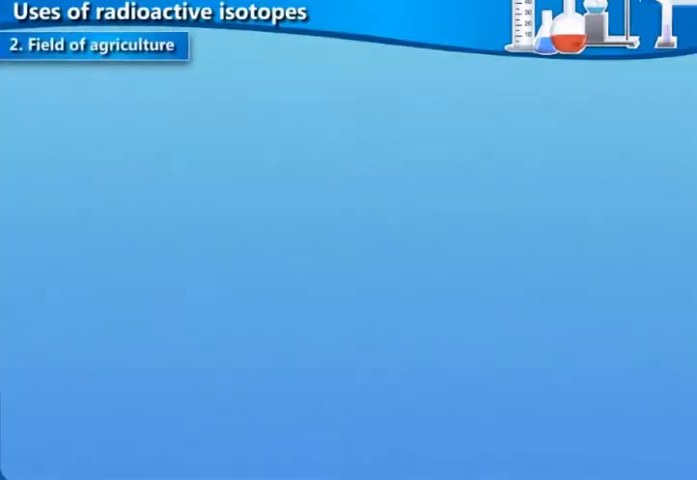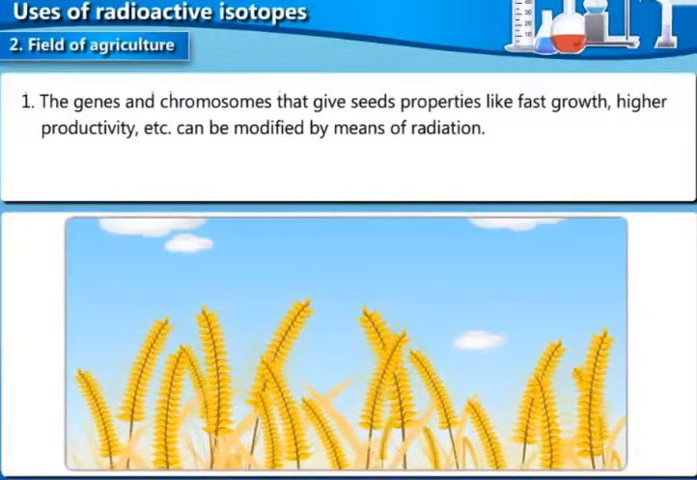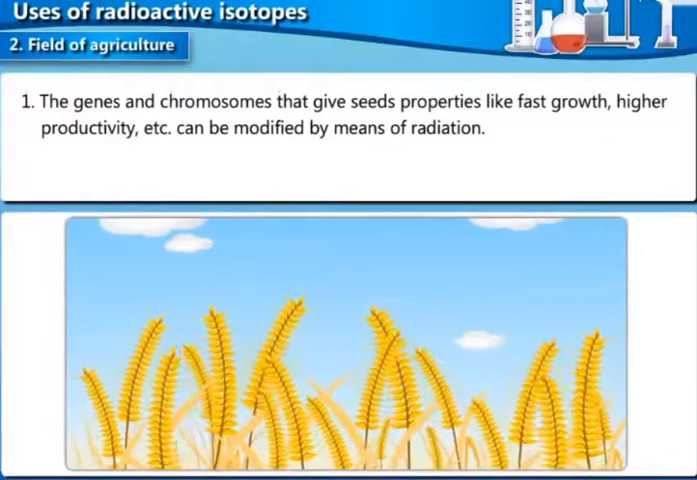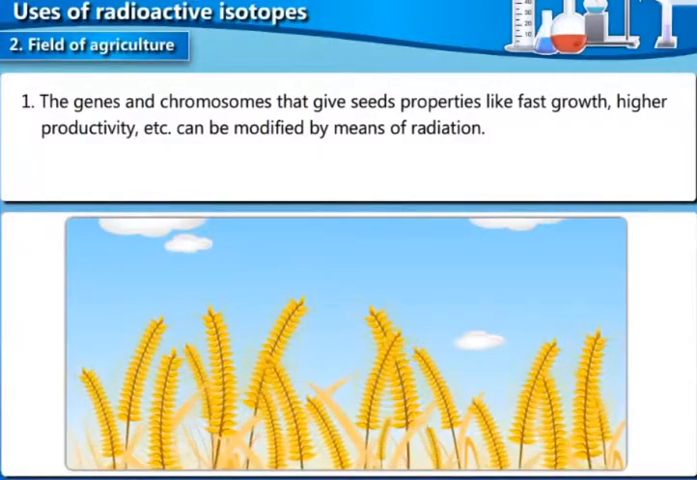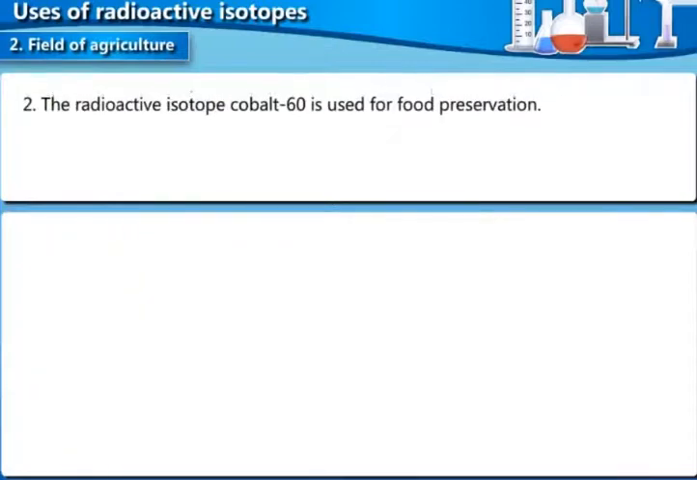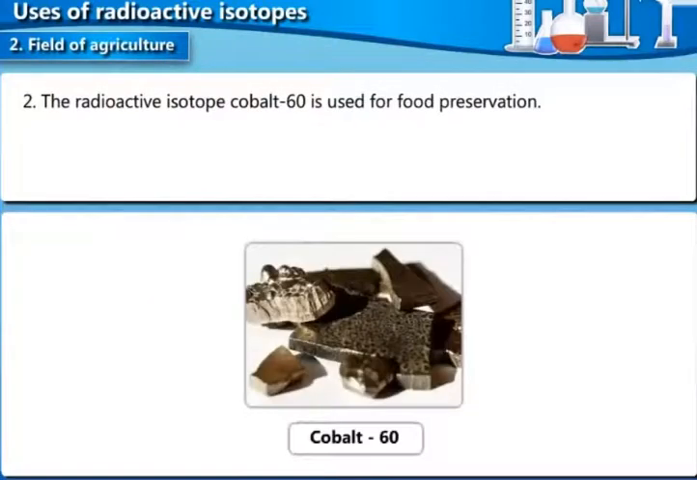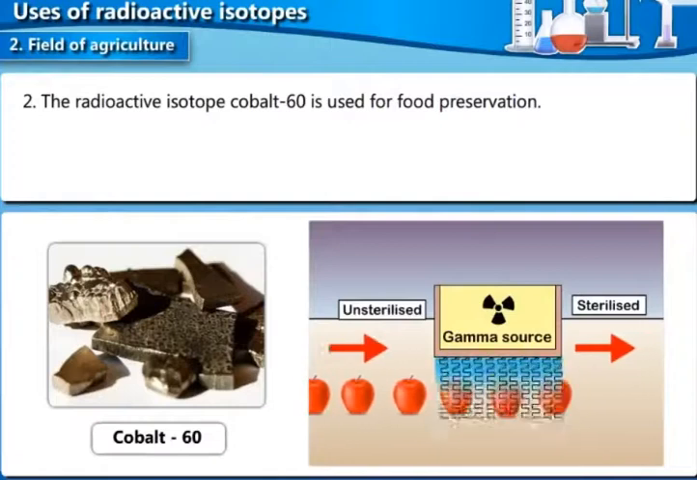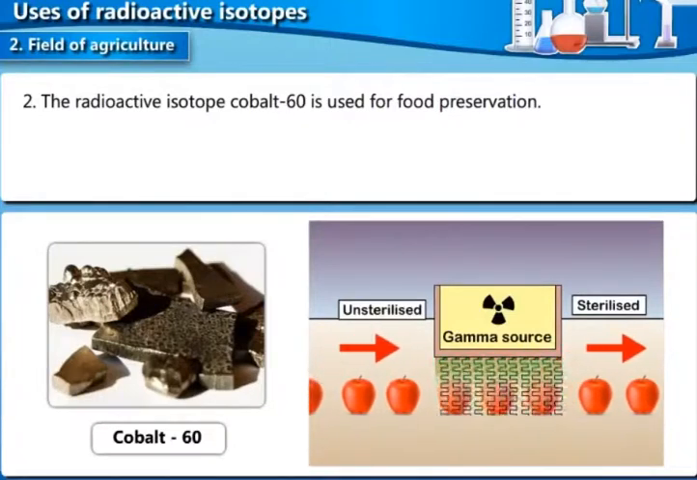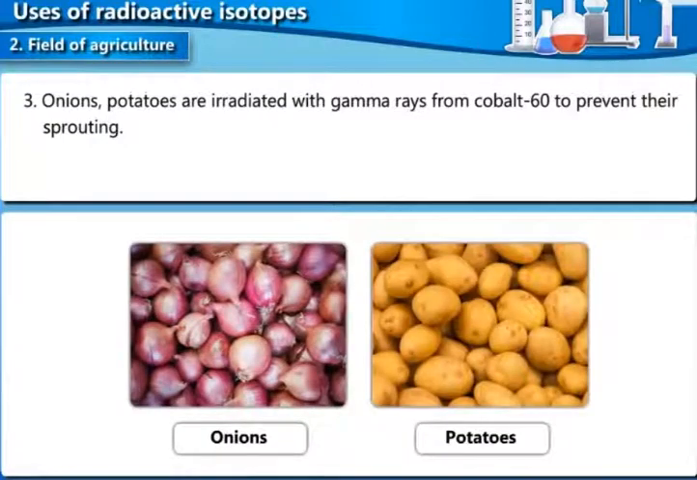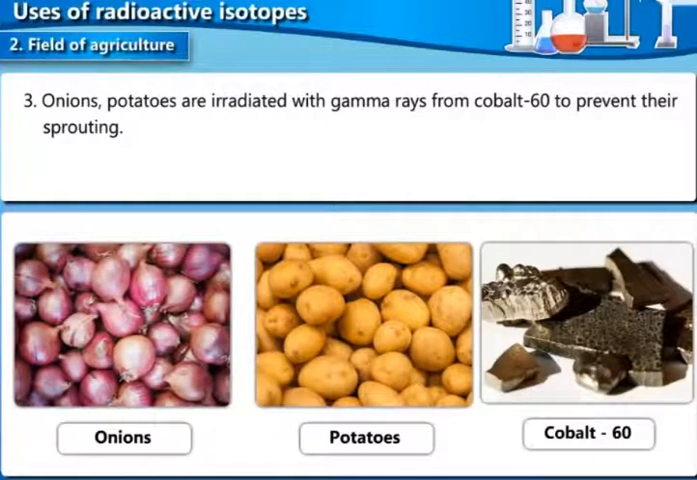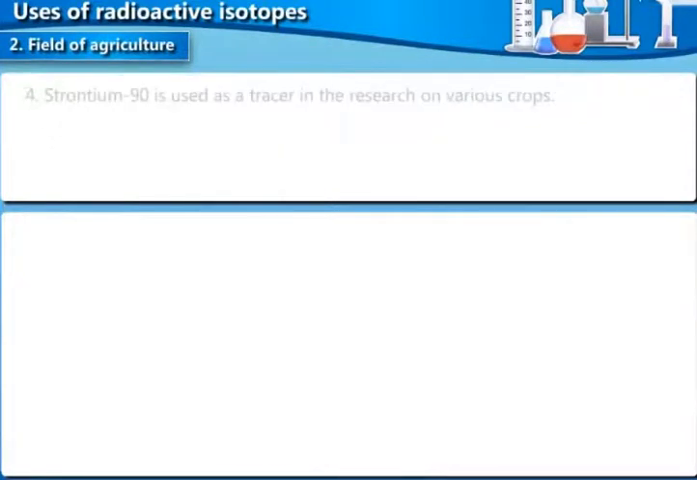2. Field of agriculture. 1. The genes and chromosomes that give seeds properties like fast growth, higher productivity, etc. can be modified by means of radiation. 2. The radioactive isotope cobalt 60 is used for food preservation. 3. Onions, potatoes are irradiated with gamma rays from cobalt 60 to prevent their sprouting.